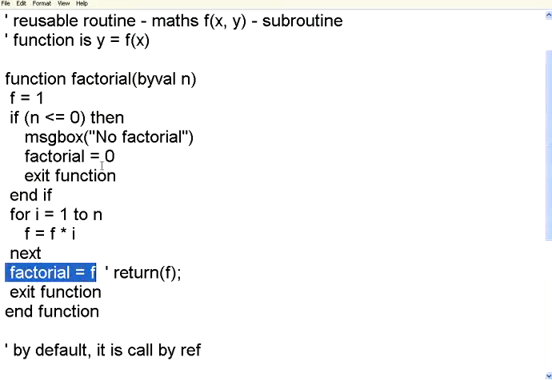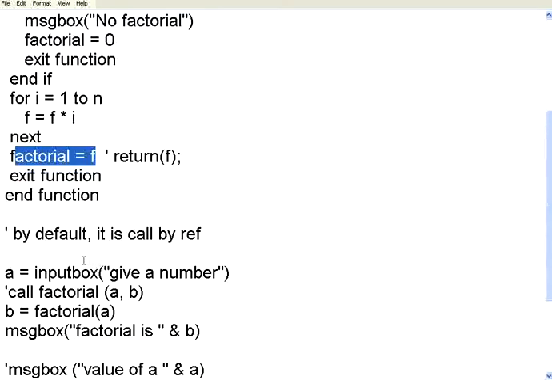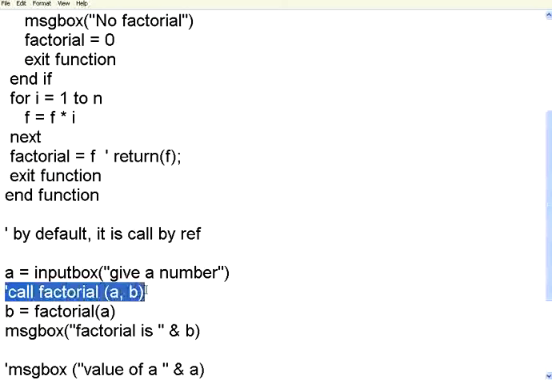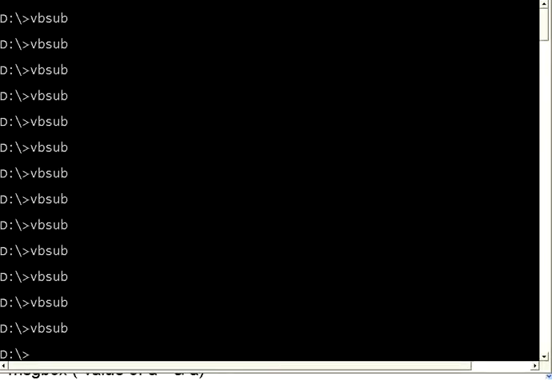So whenever the n is less than or equal to 0, I will return factorial equal to 0, and then I put a message box no factorial. Okay. So in a function, before exiting the function, you need to assign a value to that function name itself. While calling, for a subroutine you use call, whereas for a function you use a variable equal to that function name within brackets parameters.